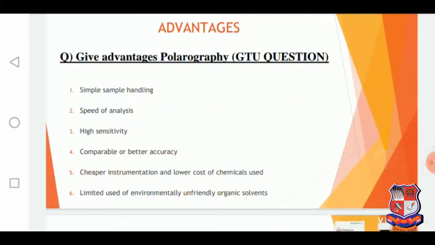These are the several advantages asked in the GTU. The questions will be like: give advantages of polarography. It has simple sample handling, very high speed of analysis, high sensitivity, comparable or better accuracy, cheaper instrumentation, lower cost of chemicals, and limited use of environmentally unfriendly organic solvents. These are the major advantages over other methods of polarography.